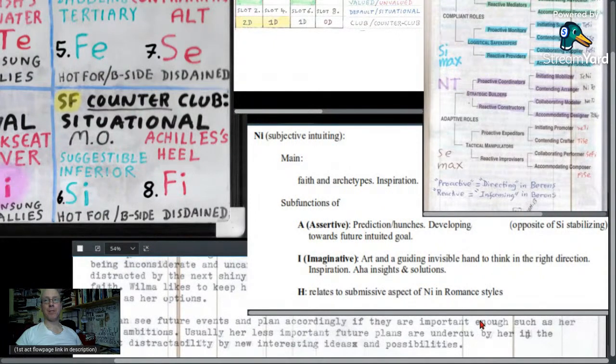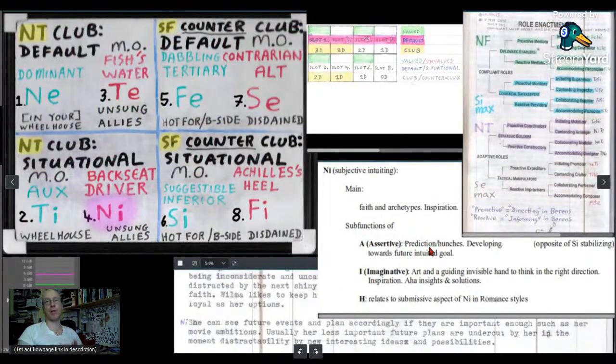Right. Let's see something about Wilma. Let's see a comment on this. She can see future events and plan accordingly if they're important enough, such as her movie ambitions. Usually, her less important future plans are undercut by her in-the-moment distractibility by new, interesting ideas and possibilities. There you go, with the ENTP. So that sentence is about NE trumping NI in many cases in the ENTP.